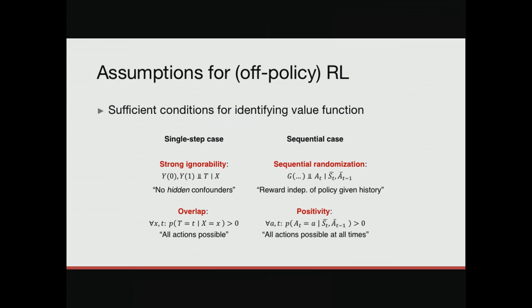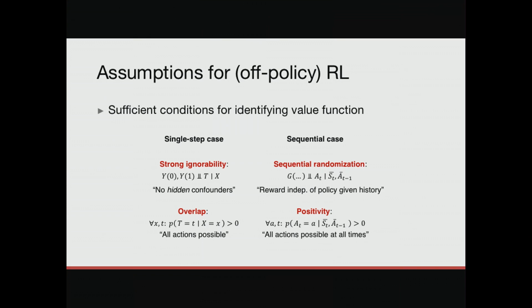We had an assumption of overlap, which says that any treatment could be observed in any state or any context x. And that is only to ensure that we can estimate at least a conditional average treatment effect at x. And if we want to estimate the average treatment effect in a population, we need to have that for every x in that population.